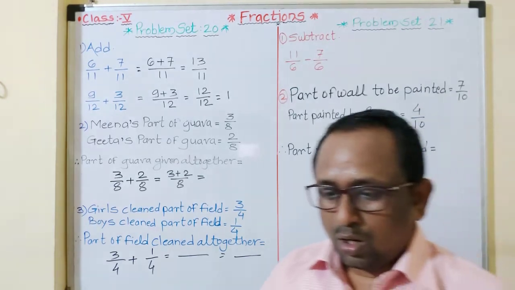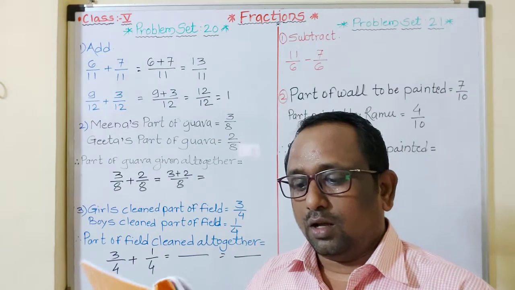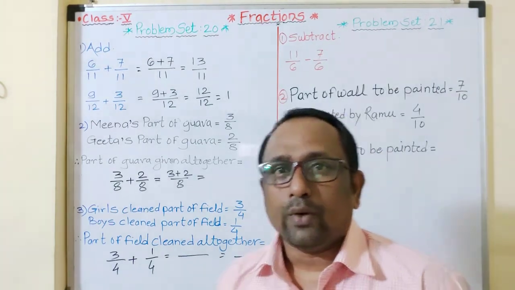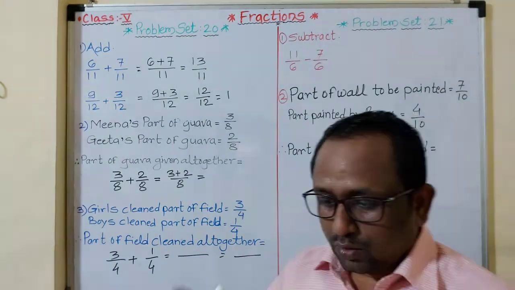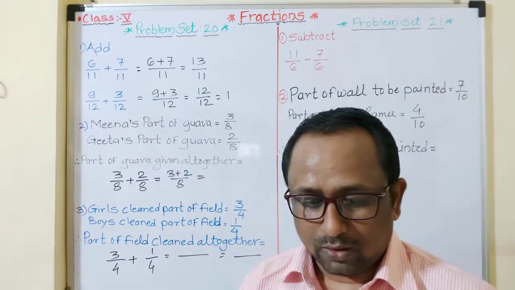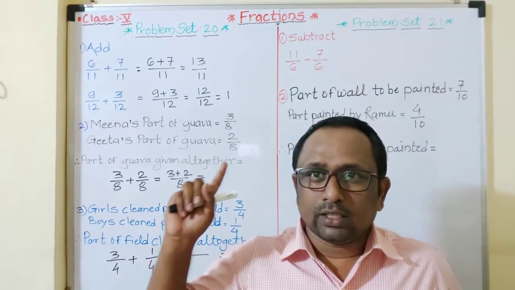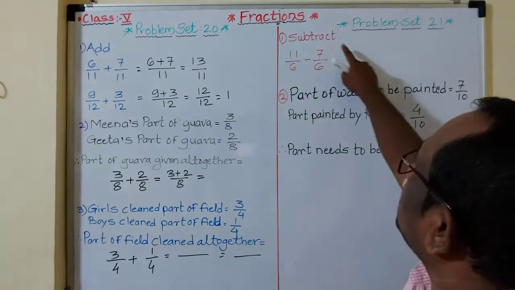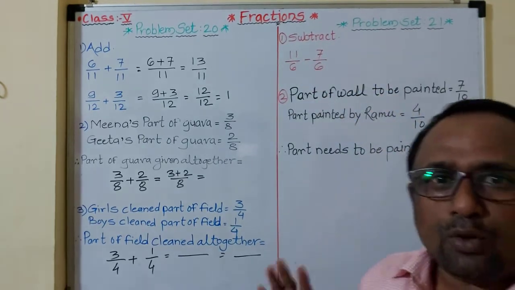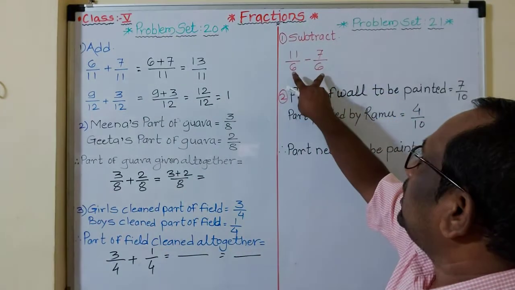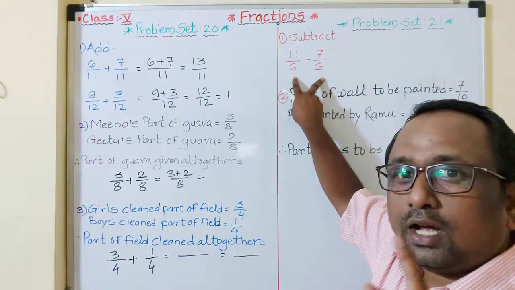Now we'll move to the next practice set, that is problem set number 21. In problem set number 21, the first question has 8 examples of subtraction, and one word problem. So first we'll see the first example of subtraction. Question number 1: subtract 11 upon 6 minus 7 upon 6. Same we have to do, because these are like fractions. Why? Because denominators are same.